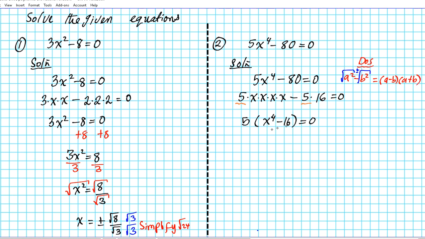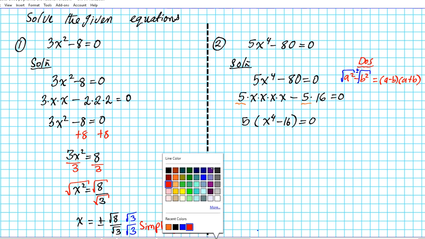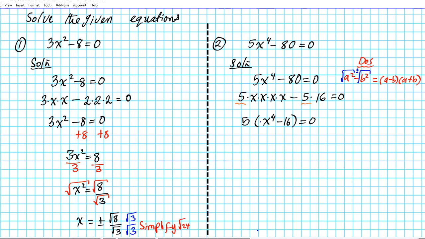Okay, so we're going to apply the same principle here. X to the 4th is a square because the power is even. Any term with an even power is a square. And 16 is a square because 4 times 4 is 16. So what are we going to do here? We are going to proceed to take the square root of the first and last term. Remember, there has to be a minus in between. Okay, it has to be a difference of squares. Express that as a sum and a difference.